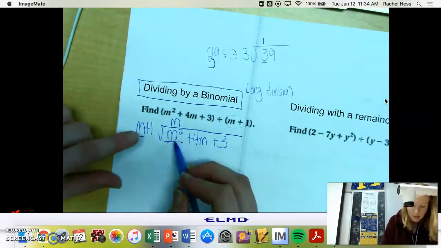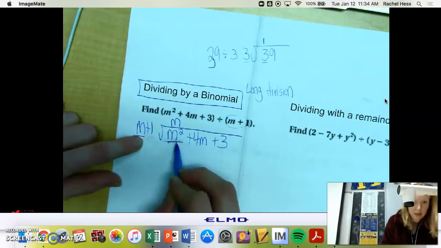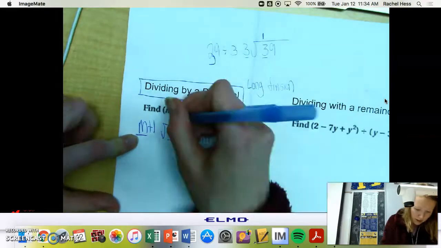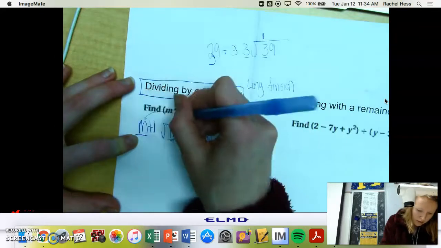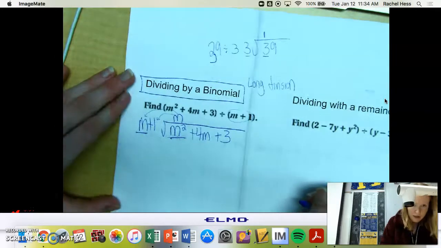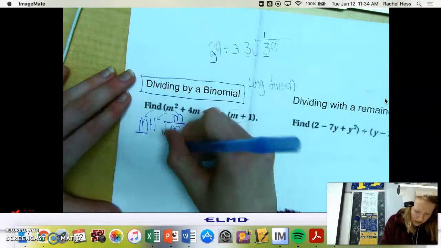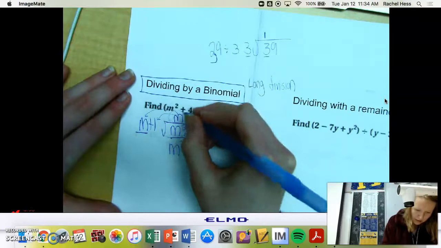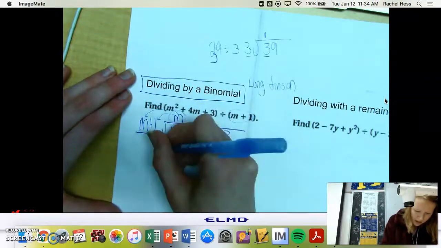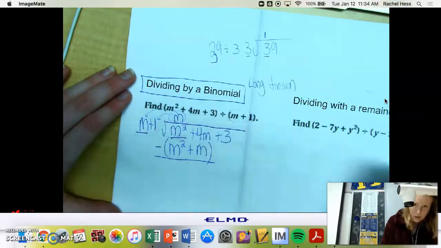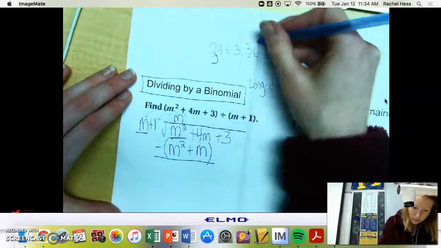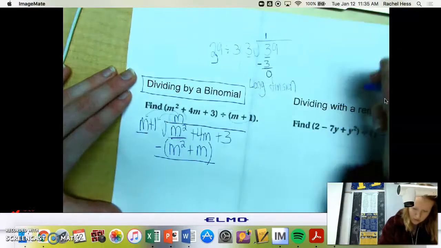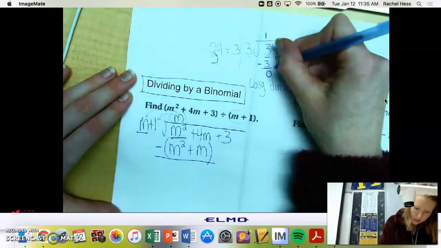So once again, my goal is for these first terms to match. I want to get them to match. In order to do that, m times m would give me m squared, but I also need to multiply that m by 1. So I'm going to get m squared plus m when I distribute this factor up here. And then I have to subtract. Just like if we were to do long division, remember 3 times 1 is 3, and then I would have to subtract to get 0. And then I would drop down my next term.